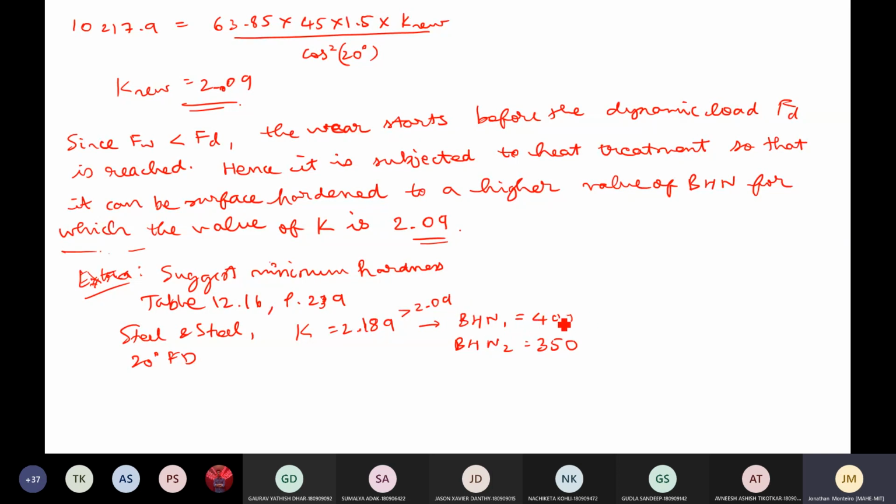So this is usually the minimum hardness number that is suggested. Of course, it is not asked in the problem. You are not required to do this step, but if you have time and you want to complete the problem fully, this is also okay. If it is asked, yes, this step becomes compulsory. Very similar to spur gear, except that the cos beta factor, that is the helix angle factor, will be used in all the equations.